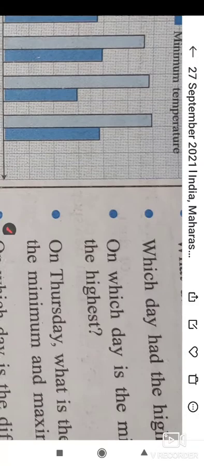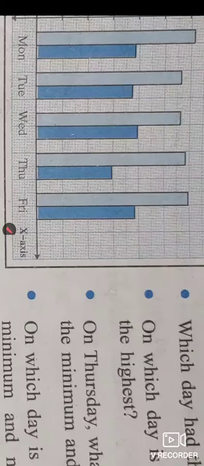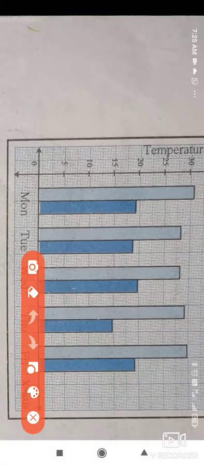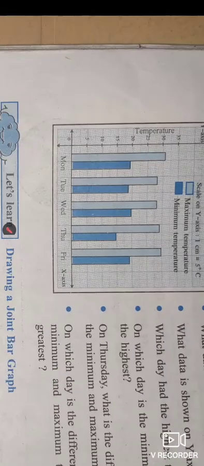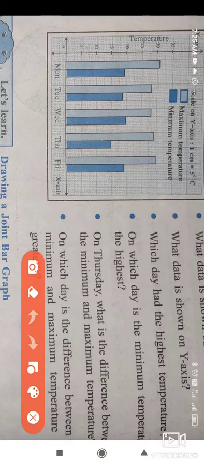Then, on which day is the minimum temperature highest? The minimum's color is faint. If you see here, the temperature is 18, 17, so this is 20. 20 is the highest minimum temperature. So on which day was it? On Wednesday. Here we have to write that on Wednesday the minimum temperature is highest.